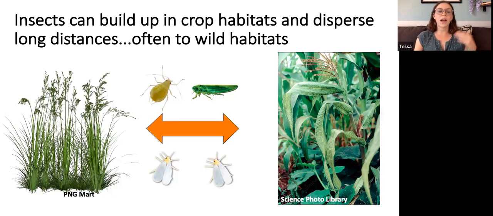What happens here, and how agriculture is relevant to this whole interaction, is that in our crop habitats we have a large amount of very tasty edible plants that these insects can take advantage of, and they can build to large numbers, and viruses are circulating in these systems. So when we cull the plants at the end of the season, or when we have a large enough amount of insects, these insects will fly long distances, often to wild habitats.